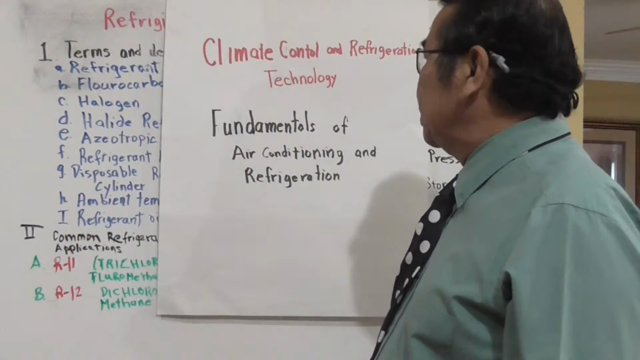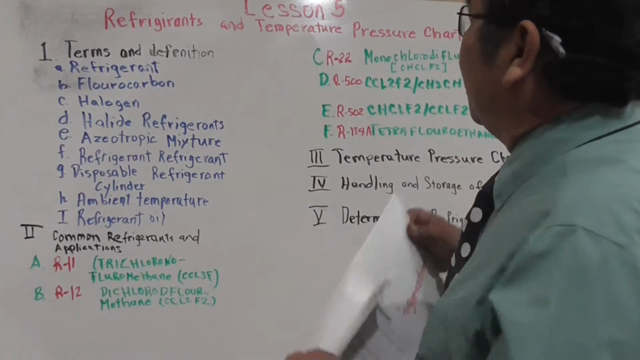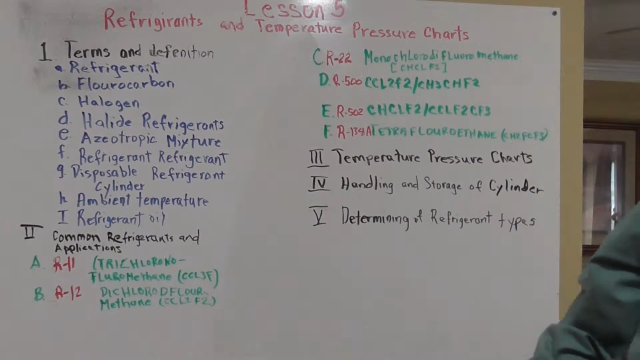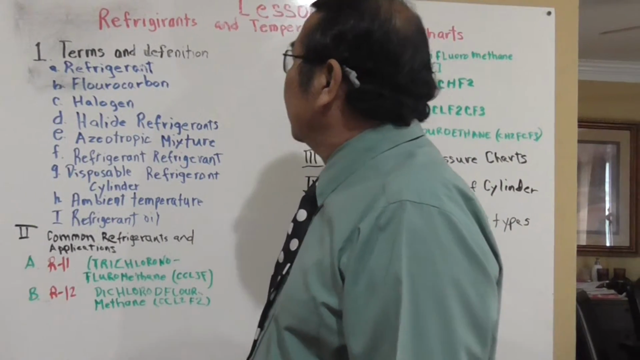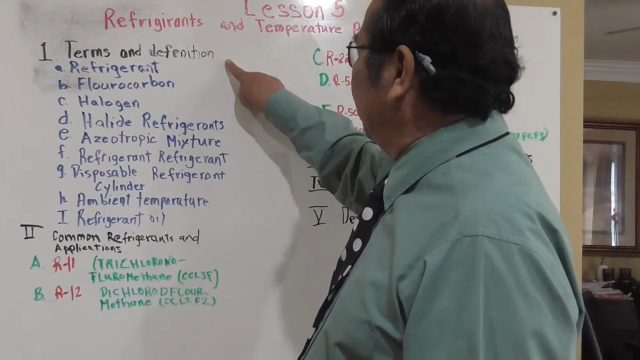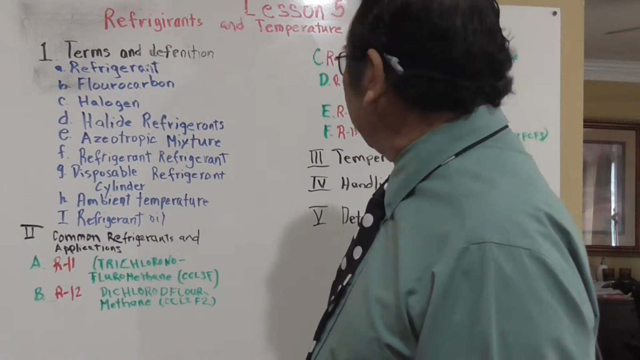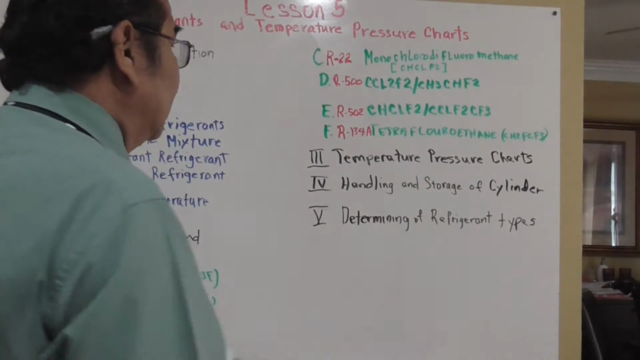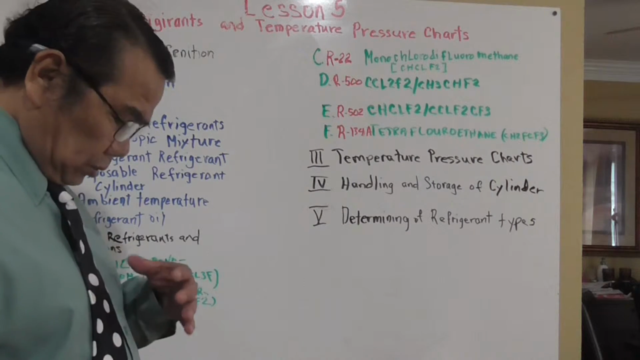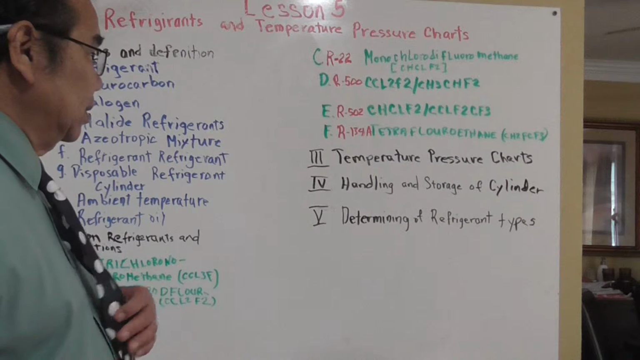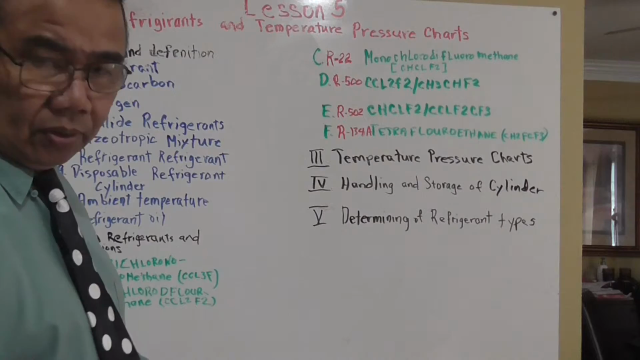I'm here again today to give you a lecture about climate control refrigeration technology, the fundamentals of air conditioning and refrigeration. I'm beginning today with lesson number 5, refrigerants and temperature pressure charts. I'll be talking about terms and definitions, common refrigerants and applications, the temperature pressure chart, handling and storing of cylinders, and determining refrigerant types.